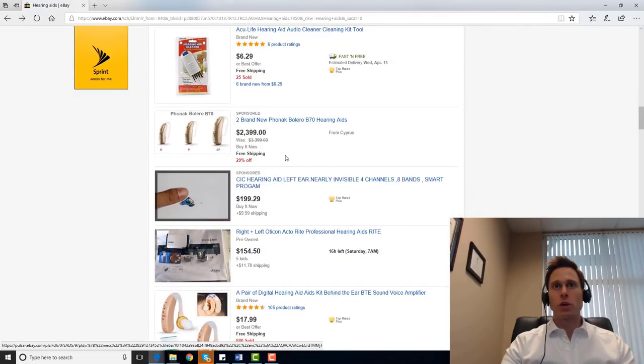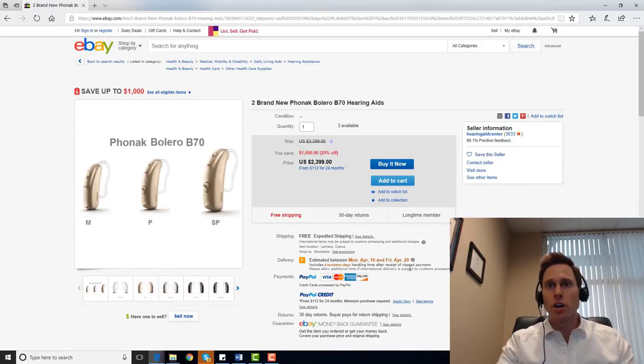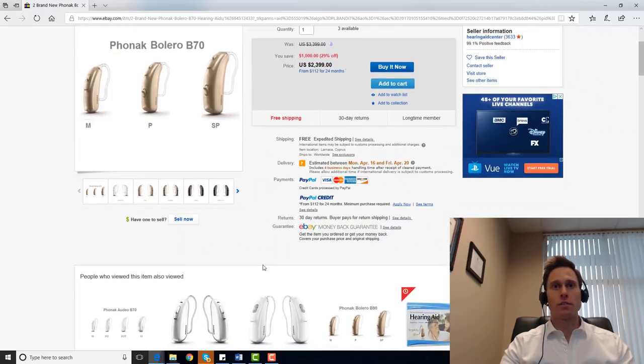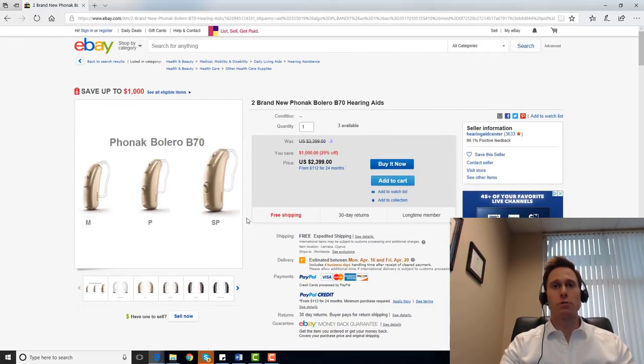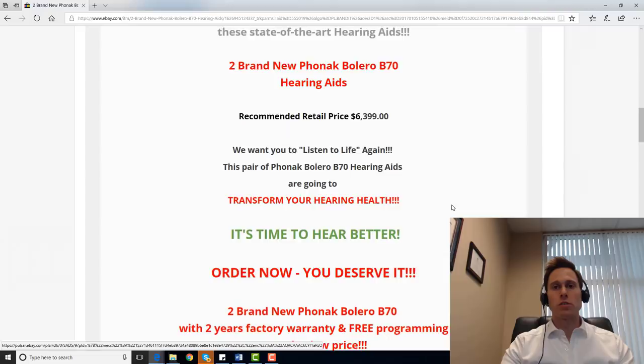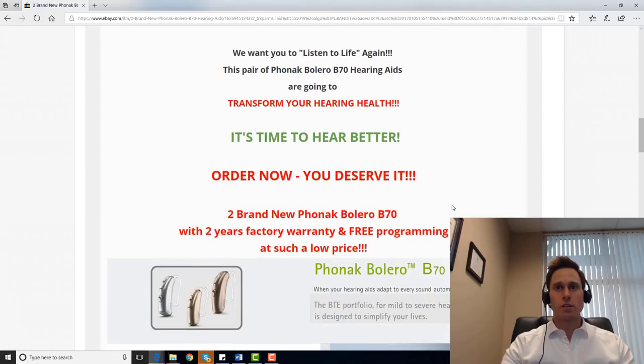And okay, so we have a couple brand new Phonak Bolero 70 hearing aids. These are from Cyprus. So sometimes when you buy products from overseas, they are kind of skirting around the laws that we have here in the United States. But nonetheless, if you're buying it here in the United States, going this route is not recommended. And oftentimes these devices can be counterfeit as well.